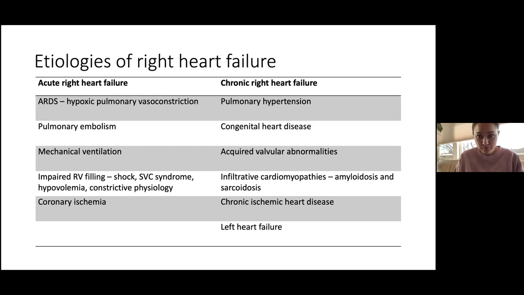And etiologies of acute right heart failure that we see here: ARDS, due to hypoxic pulmonary vasoconstriction. I've myself experienced this in the past year working in the COVID ICUs and seeing these patients on ECMO with severe ARDS who develop right heart dysfunction, become volume overloaded, and we struggle to get that volume off. Acute pulmonary embolism, like the case that we saw, mechanical ventilation, increasing the RV afterload.